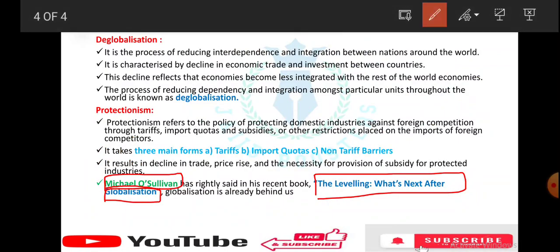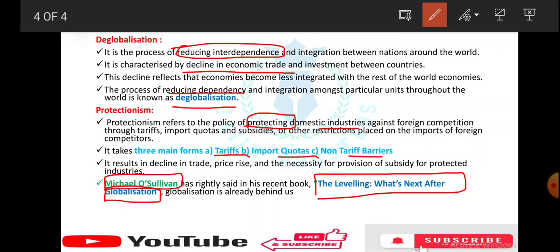Next, deglobalization is nothing but reducing interdependency. There is a decline in economic trade. Reducing dependency is what we can call deglobalization. Protectionism is nothing but protecting domestic industries. There are three main forms: tariffs, import quotas, and non-tariff barriers. Who is the author of the book What's Next After Globalization? It is Michael O'Sullivan.